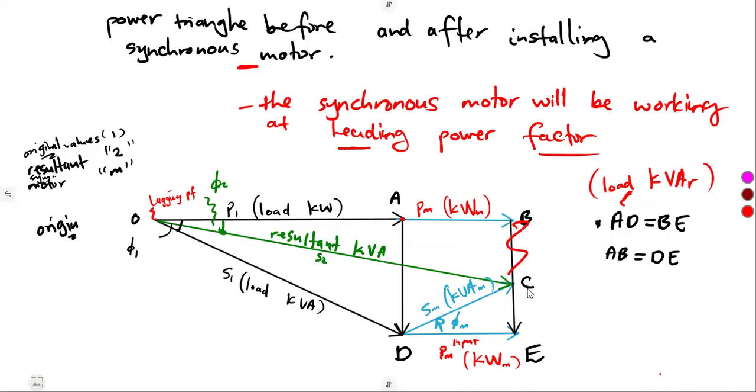But on this side here, BC and CE, from C to E, it is the part of the motor. So C to E represents the kilovolt ampere reactive of the motor. We are dealing with the synchronous motor. Like I said, this triangle is of the motor. It will be at 90 degrees here, this one at 90 degrees like that. So that is the major part of our diagram.